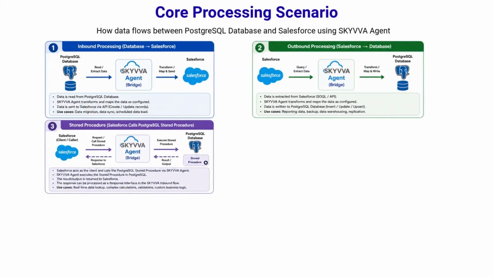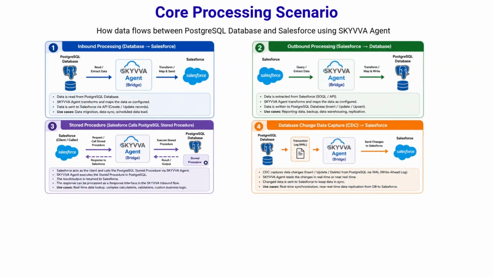Scenario 3. Stored procedure. In Scenario 3, Salesforce acts as the client and caller. Salesforce sends a request through the SKYVVA agent to call a stored procedure in the PostgreSQL database. The SKYVVA agent executes the stored procedure and passes any required input parameters. PostgreSQL processes the business logic and returns the result or output to the SKYVVA agent. The agent then sends the response back to Salesforce, where the response can be processed through the response interface in the SKYVVA inbound processing flow.